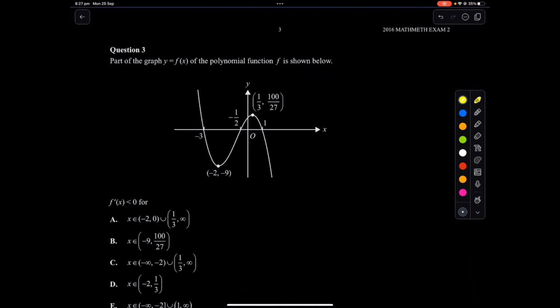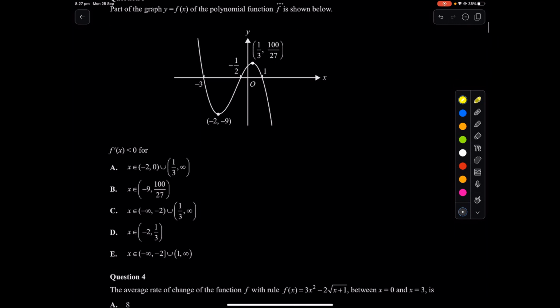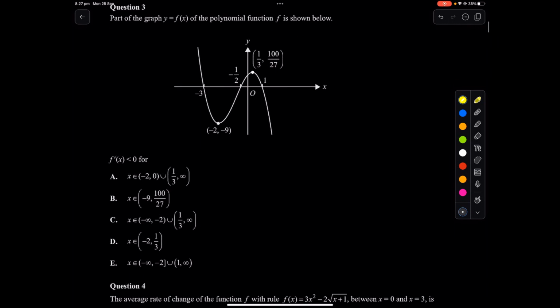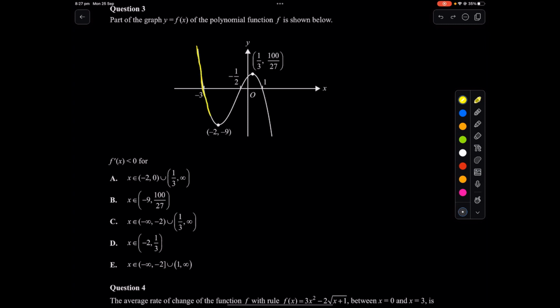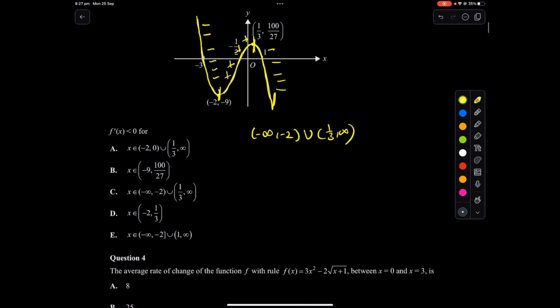Question 3. Part of the graph of y equals f of x, a polynomial, is shown. F dash of x is less than 0 for what interval? Okay, so f dash of x means the gradient. When is the gradient negative, less than 0? So, okay, let's start from here. Well, it's going downwards. So here is a negative, we can see from here. Here is a positive gradient over here. And again, it goes negative to this point. So we can say that the interval is from -infinity to -2, union 1/3 to infinity. That will be choose C as your answer.